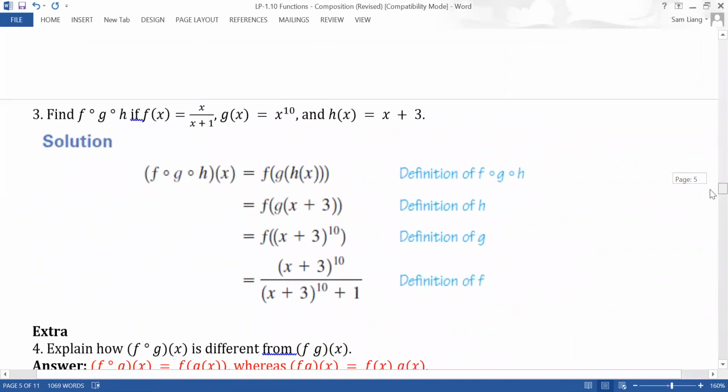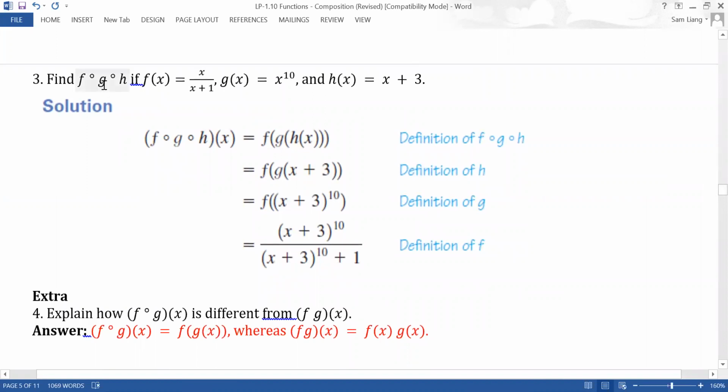And that was the composition of 3 functions. So f composed with g composed with h. So just work inside out. H of x is x plus 3. And we're going to plug that into g. So we get x plus 3 to the 10th power, right?